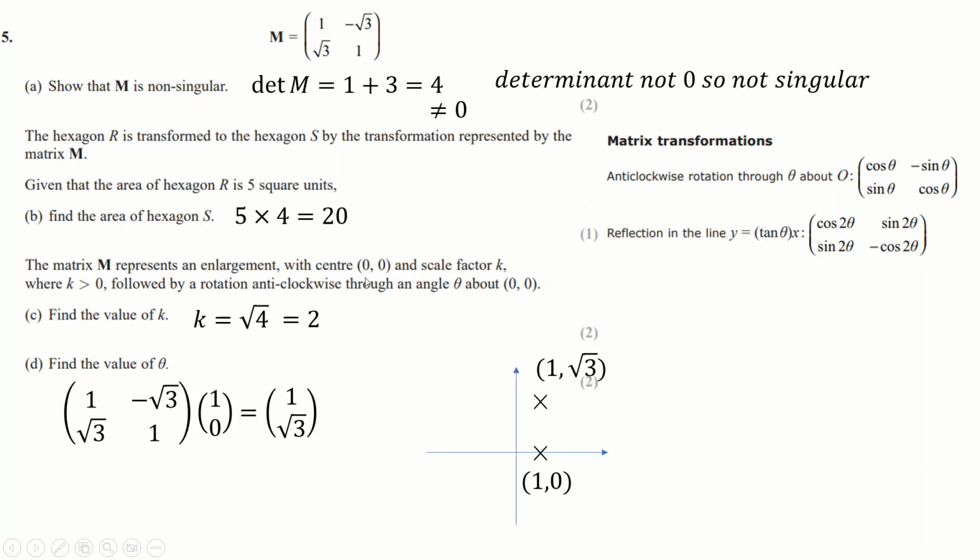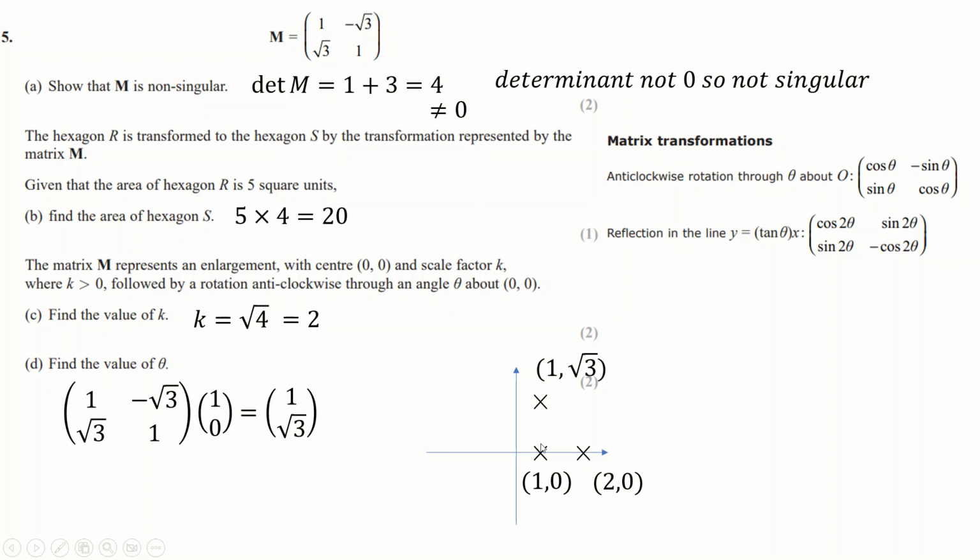Now, I know when I enlarge with factor 2, the point (1, 0) goes to (2, 0). The matrix sends this straight to this, but if it's doing one thing and then another, I know it goes here first, because that's just scale factor 2, and then it rotates around to here. All I need to know is what angle of rotation that is. I just need to find this angle here that gets me up to that point.